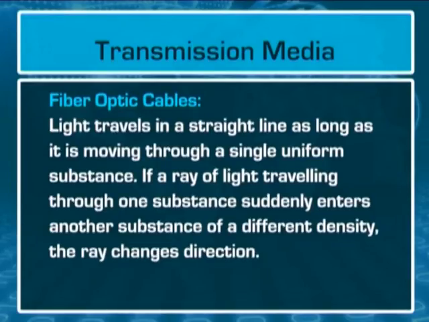Light travels in a straight line as long as it is moving through a single uniform substance. If a ray of light traveling through one substance suddenly enters another substance of a different density, the ray changes direction.